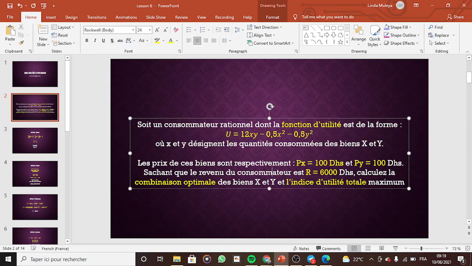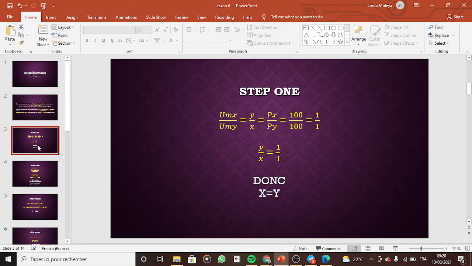So yeah, we also now have to consider the prices of our goods. We see that it's both 100 dirham, so obviously our ratio will come to 1/1, and then the revenue is 6,000 dirham. So our question is asking us to find the optimal combination and also the indice d'utilité. Basically, when it says indice d'utilité, it's asking you to find the total utility. So when you find your value for x and y, replace it in this formula and find what u is. Donc on commence.